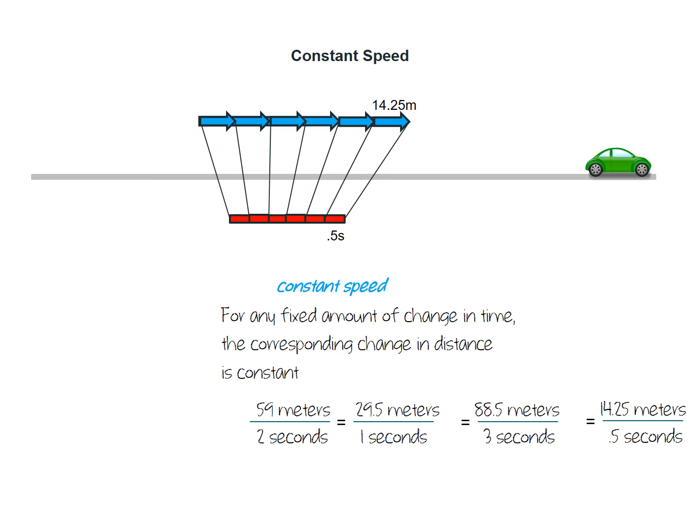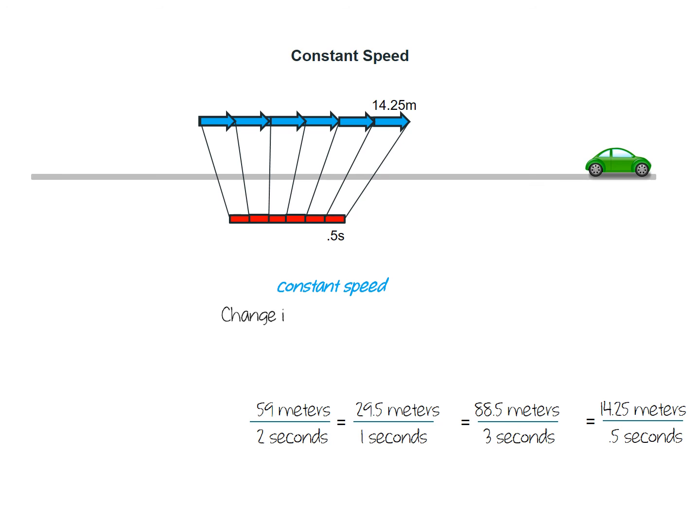So in this case, another way to describe what it means to have a constant speed of 59 meters per 2 seconds is that the car's change in distance, in meters, is always 59 halves as large as the corresponding change in time in seconds.